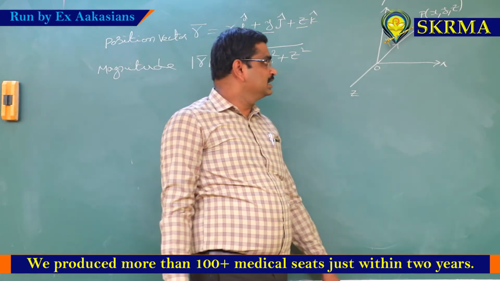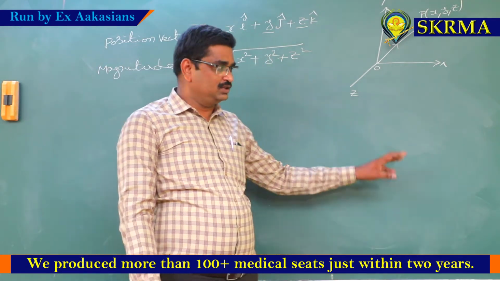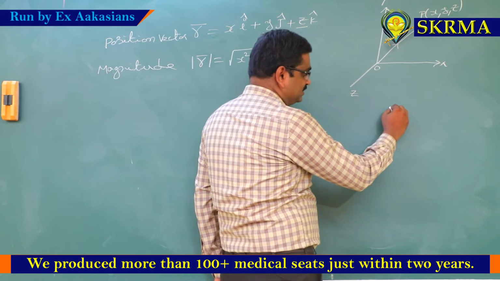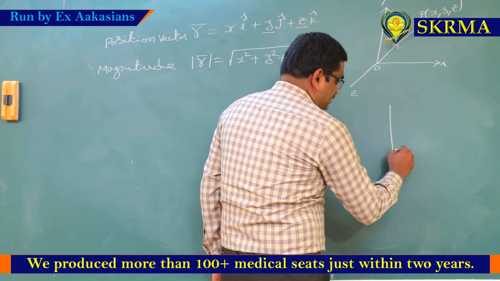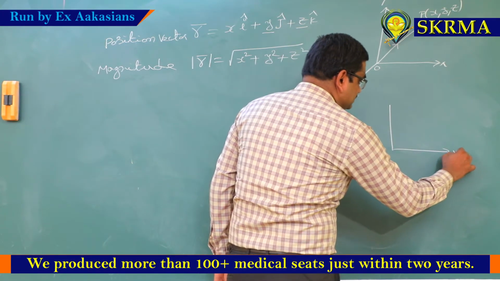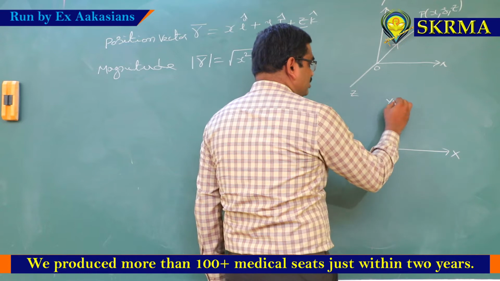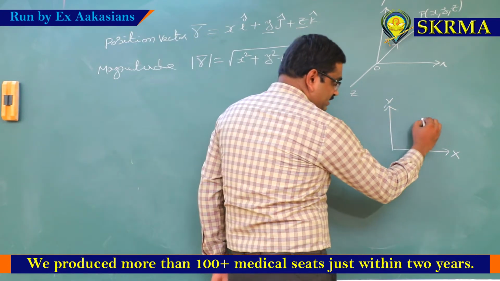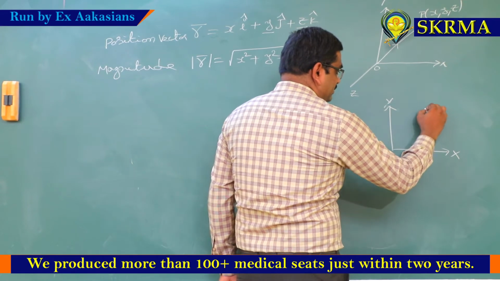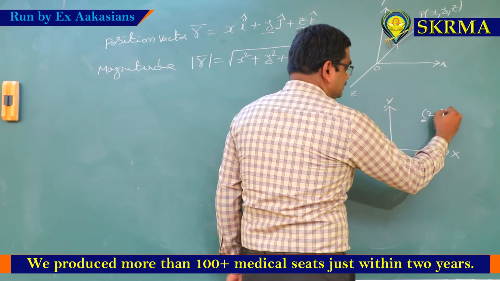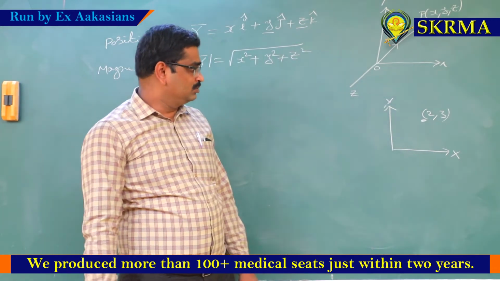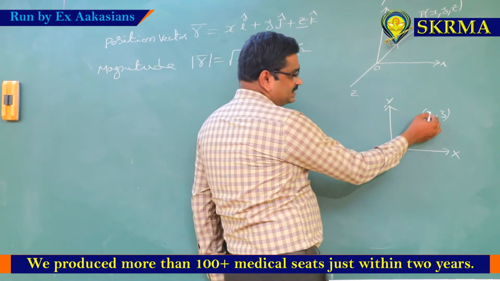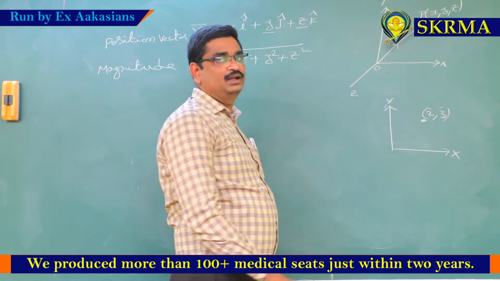Now the angle can be determined easily. Let me explain with a small example. Just take the xy plane. This is the positive x axis, this is the positive y axis. Assume that this is a point represented with (2, 3). The point coordinates are 2 and 3: this is the x coordinate, this is the y coordinate of that point.